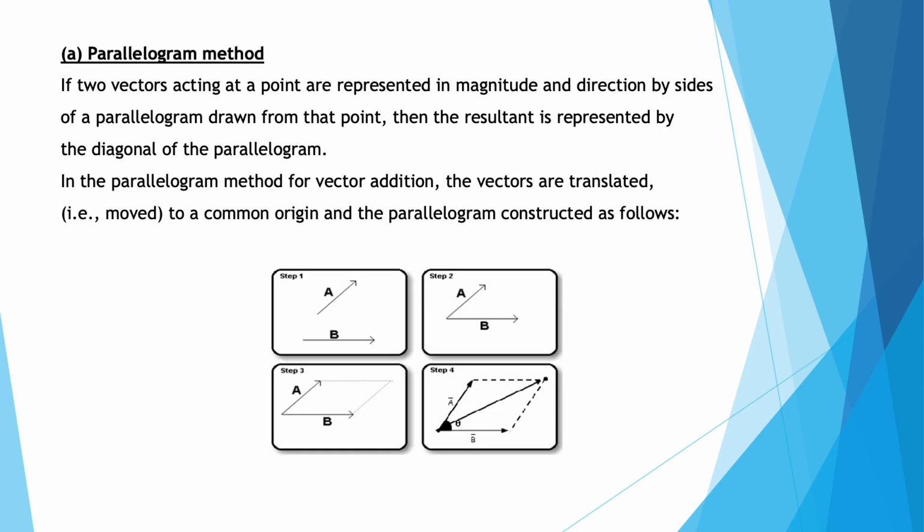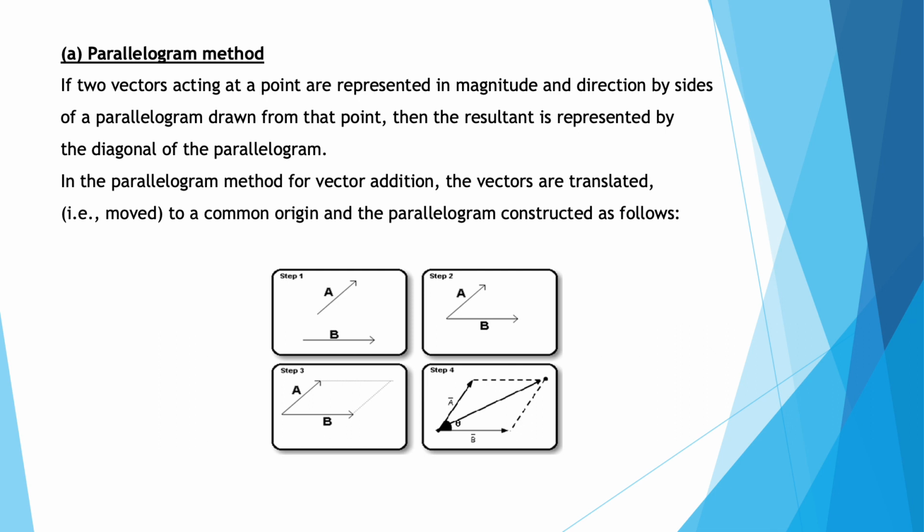One is the parallelogram method, another is the triangular method. Parallelogram method: if two vectors acting at a point are represented in magnitude and direction by sides of a parallelogram drawn from that point, then the resultant is represented by the diagonal of the parallelogram. In the parallelogram method for vector addition, the vectors are translated, that means they are moved to a common origin and the parallelogram is constructed. Here is the step-by-step analysis for the construction of the parallelogram.